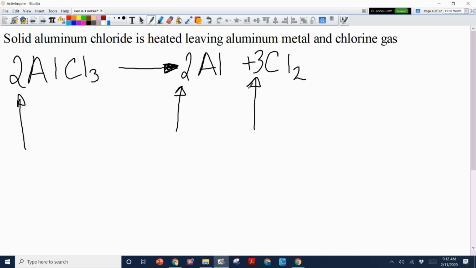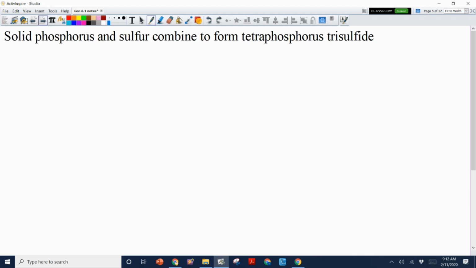Okay? All right, let's do another example. We have solid phosphorus. And remember from yesterday, that's P4. And sulfur, and again, that's S8. You wouldn't know that just by the words phosphorus and sulfur. And this is going to combine to form tetraphosphorus trisulfide. All right, so P4S3.